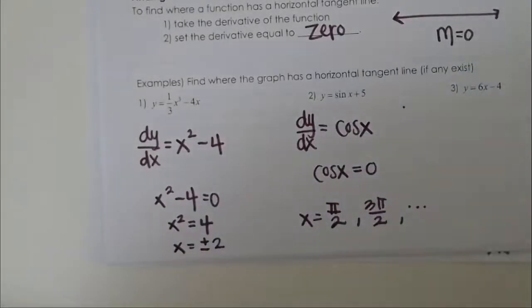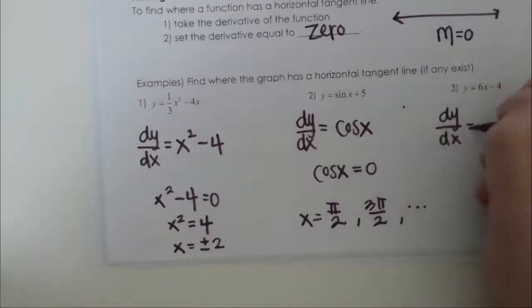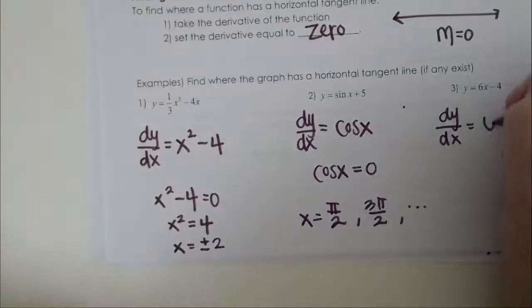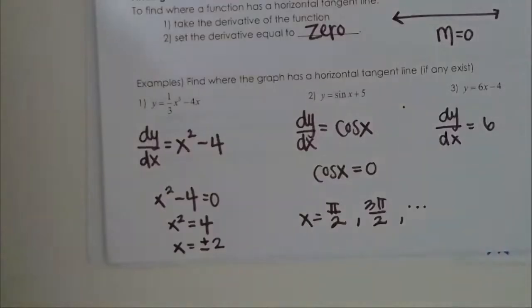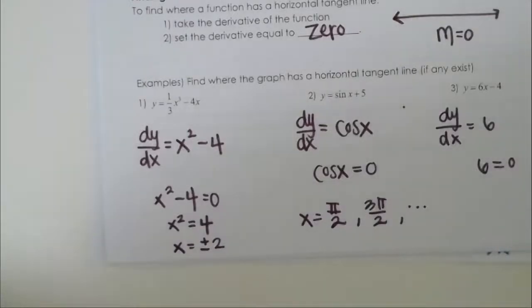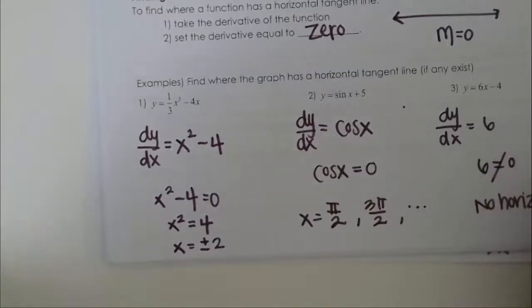One more on this one. Take the derivative. Derivative of 6x is 6. Derivative of negative 4 is 0. So if I take my slope 6 equal to 0, I don't have anything to solve. 6 is never going to equal 0, so there are no horizontal tangents.